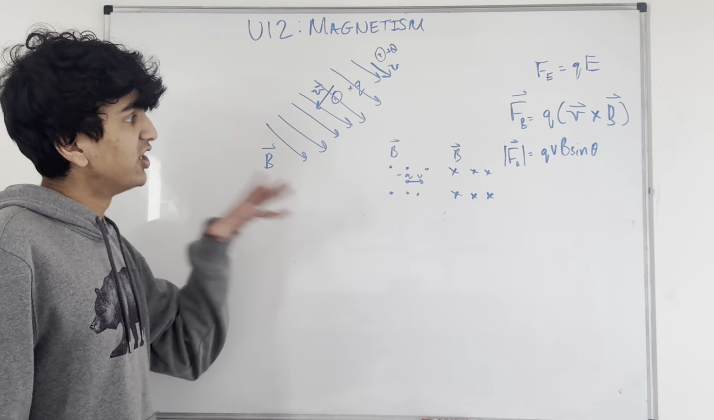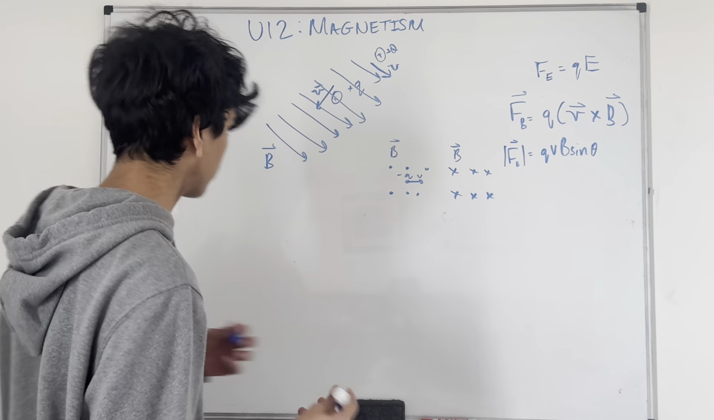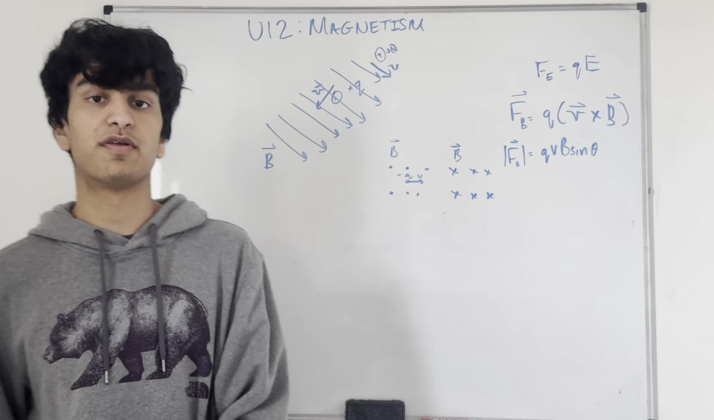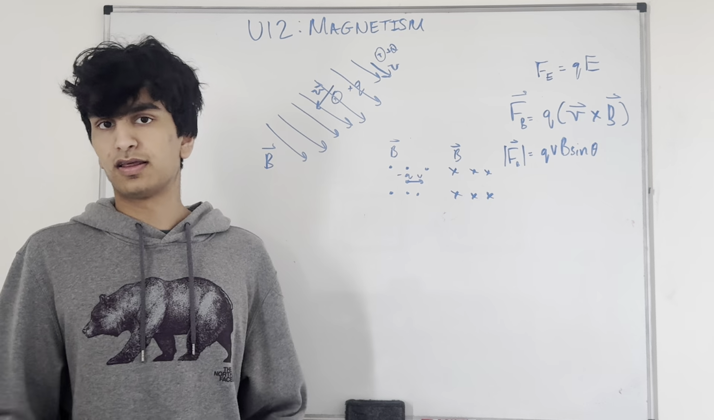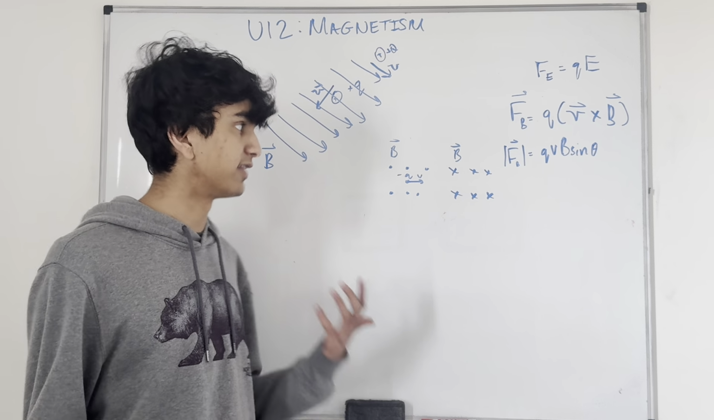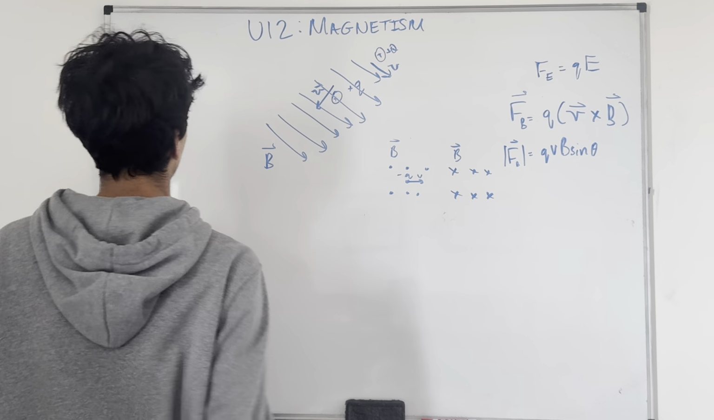A cool application of the magnetic force would be something called a mass spectrometer. Mass spectrometers are used to determine the mass of any particle you want, right? Anything whose mass you can't really measure directly, but that has a charge, you can actually use to figure out the mass. Here's how it works.